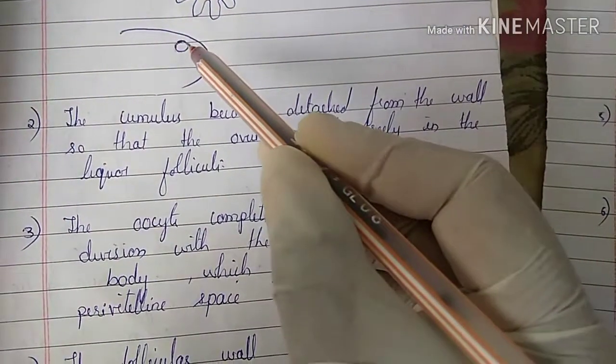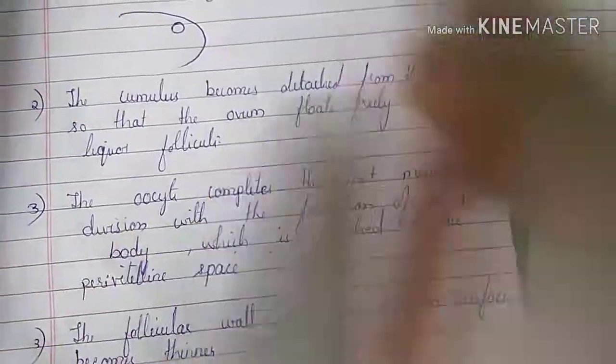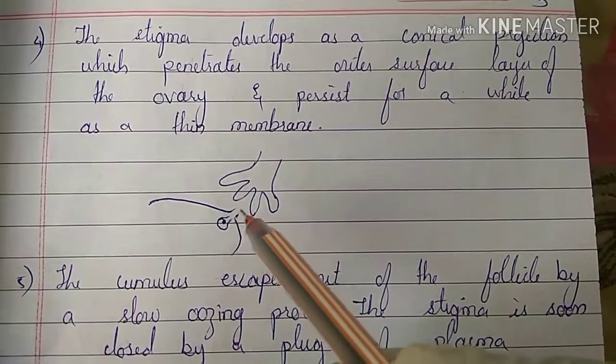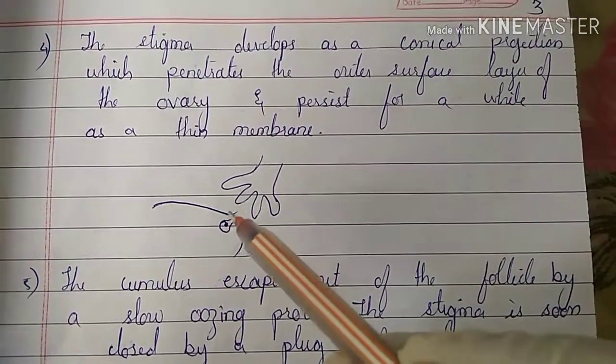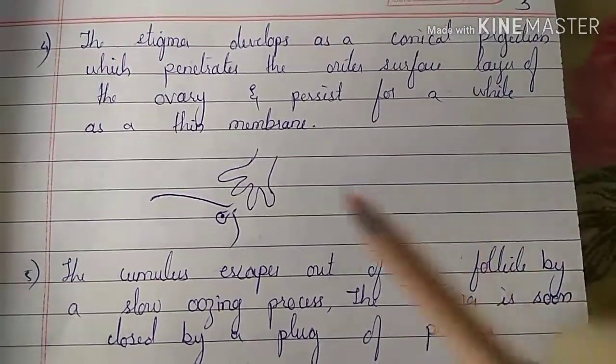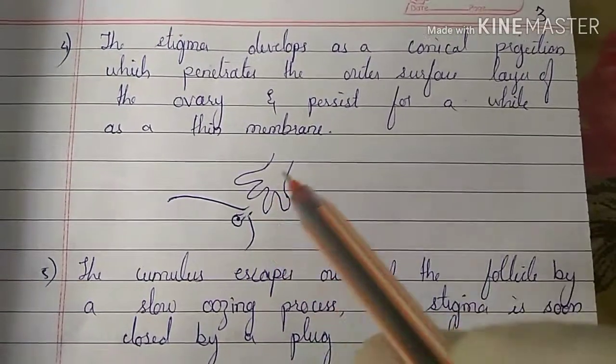See, this is the follicular wall which is near to the ovarian surface. It becomes thinner. Then stigma develops. This stigma develops as a conical projection, which penetrates the outer surface of the ovary and persists for a while as a thin membrane.